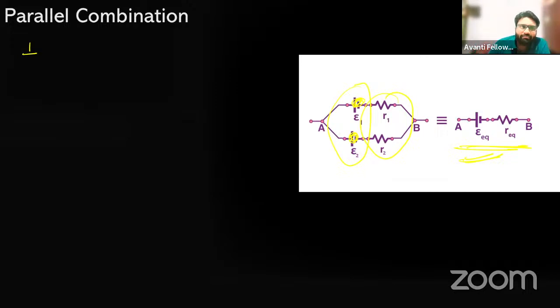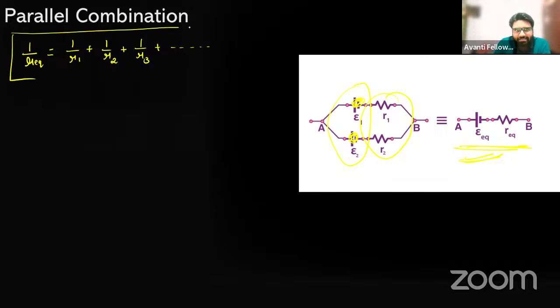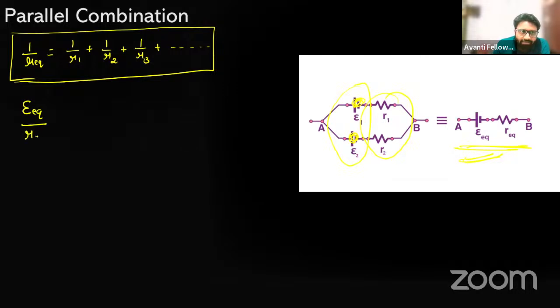हाँ पैरेलल है, वेरी गुड। तो पैरेलल इज गिवन बाई 1/r equivalent is equal to 1/r1 plus 1/r2 plus 1/r3 plus up to this is the equivalent resistance of the battery, and the relation here is not directly in terms of E equivalent. The ratio of E equivalent by r equivalent is given E1 by r1, E2 by r2 plus E3 by r3.